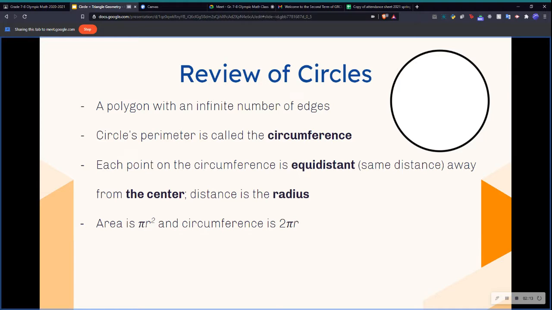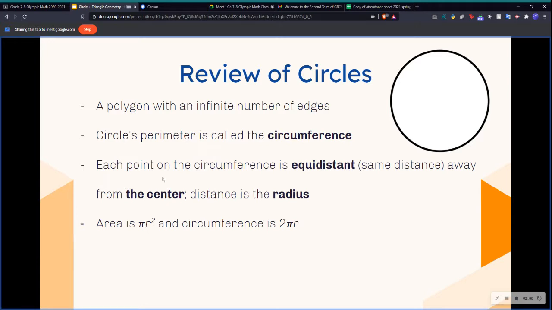So each edge is really, really small, but they add up when you combine them together to make a circle. It looks like it's just one curved edge, but in reality, it's just an infinite number of straight edges, right? And the circle's perimeter, when you add up all those edges together and take the sum, is called the circumference.